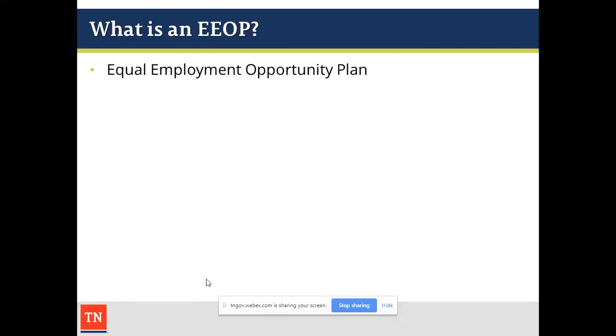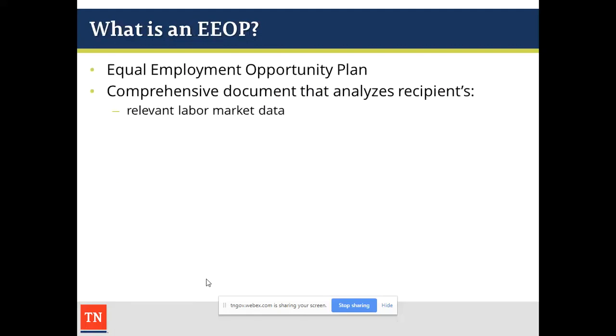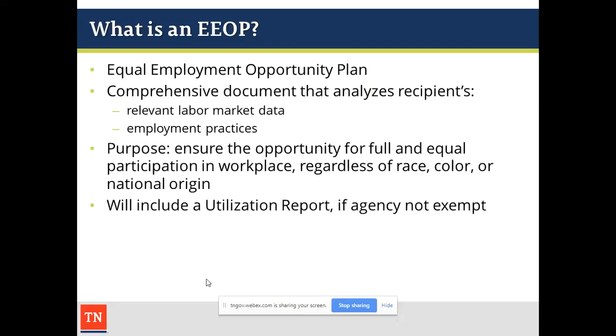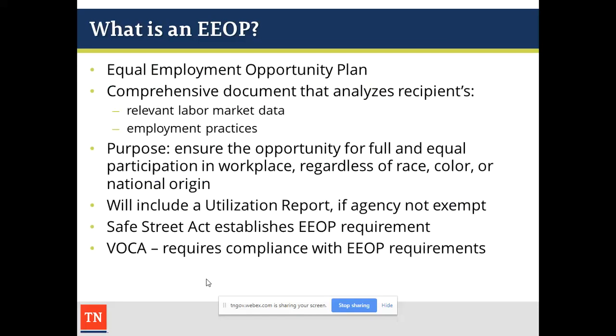All right, next thing I want to go over is what is an Equal Employment Opportunity Plan, or an EEOP. It is a comprehensive document, and it goes over a recipient's relevant labor market data and their employment practices. It's there to ensure that there is full and equal participation in the workplace, regardless of race, color, or national origin. Some will include a utilization report if the agency is not exempt. And the EEOP requirement is established by the Safe Streets Act.